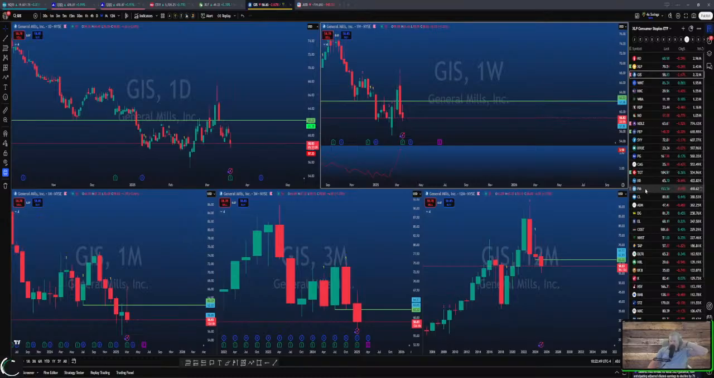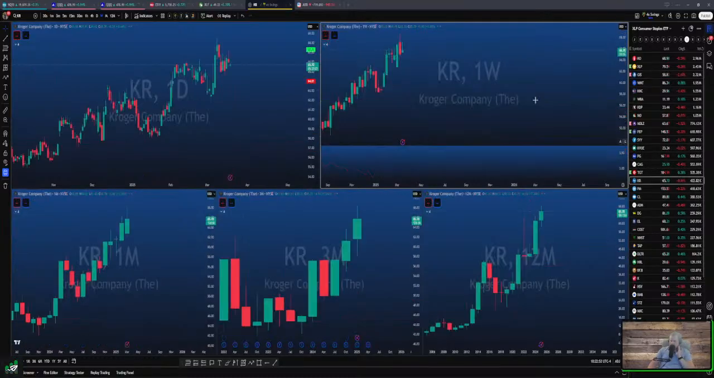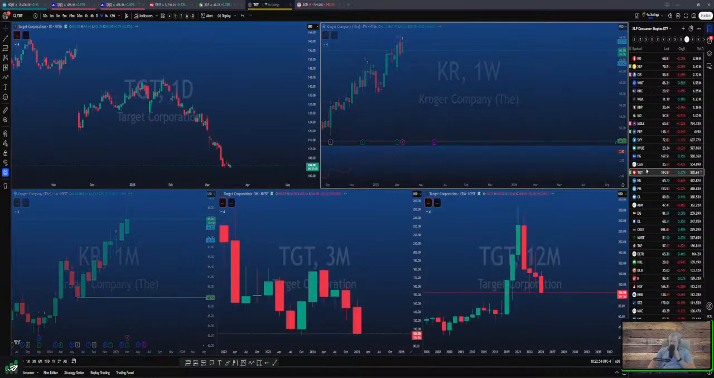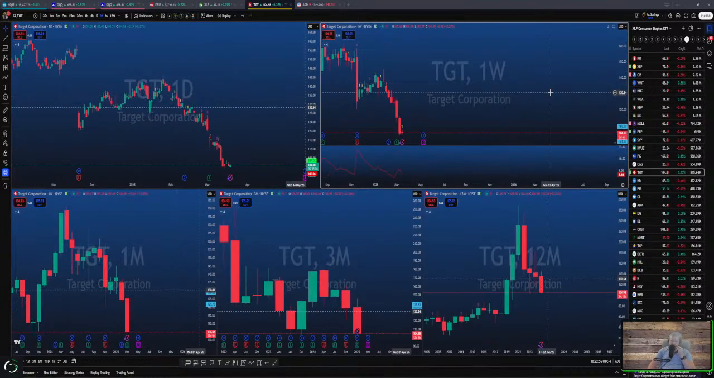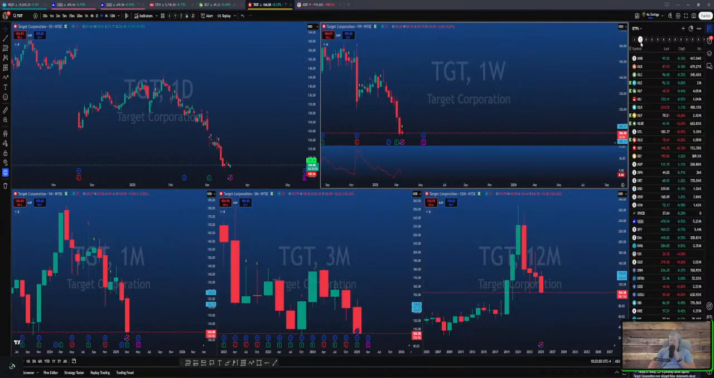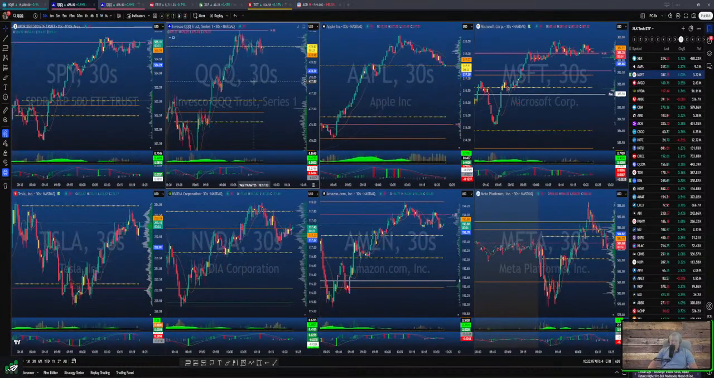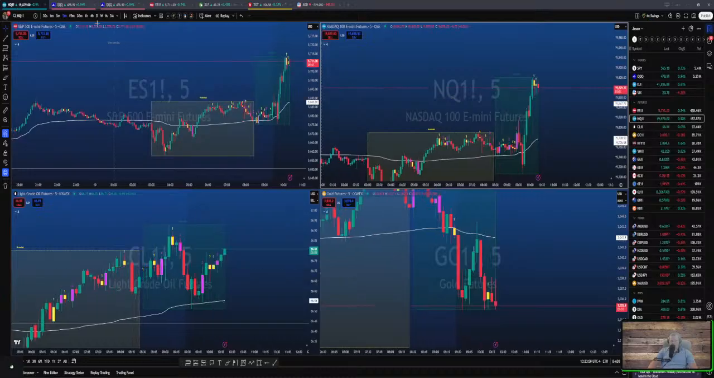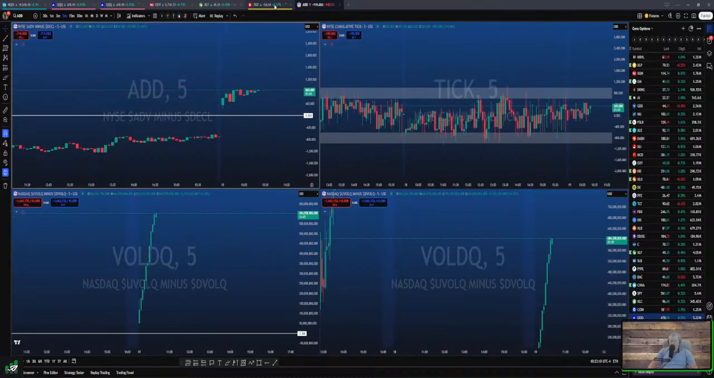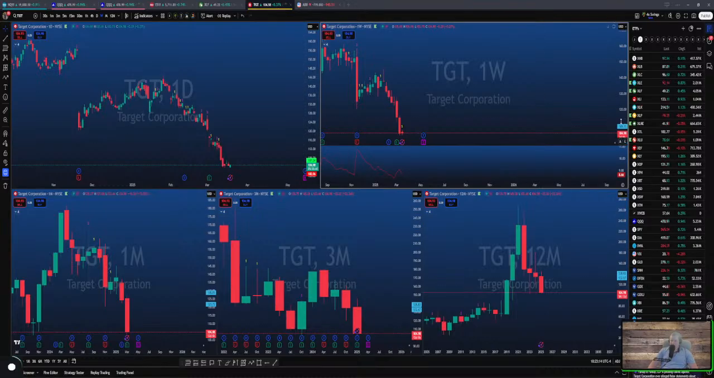Let's see here. Target. Kroger. What is Target? Target is dead. What in the world? Okay. Back here. Little check up here. Yep, sideways. Sideways, sideways, sideways. Okay.